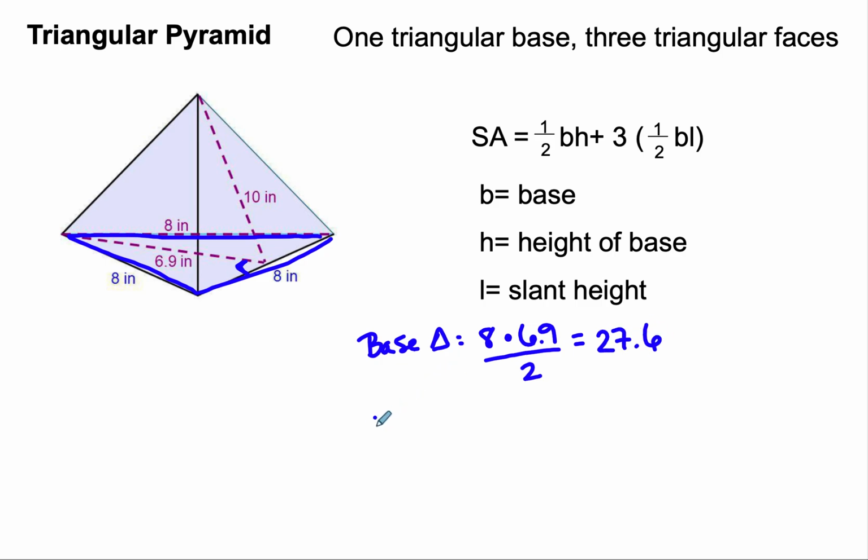Okay, now we're going to do the face triangles. There are 3 of them. They are all the same size because this is a regular pyramid. All of the side lengths of the base are the same. 8, 8, 8. So I'm going to erase this part.